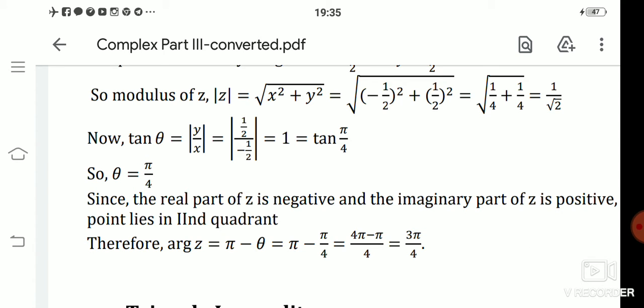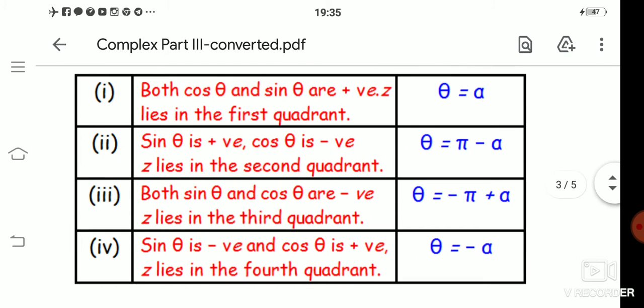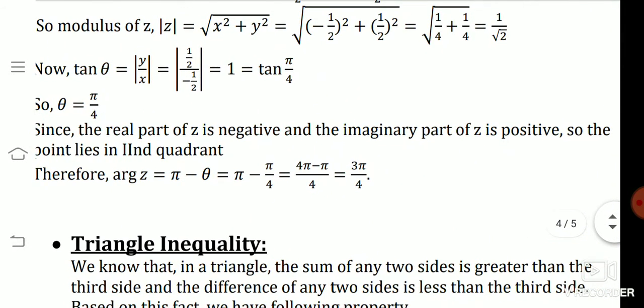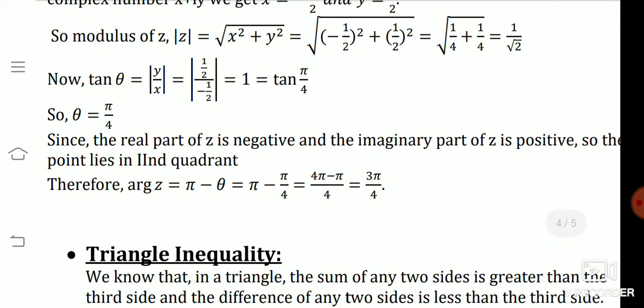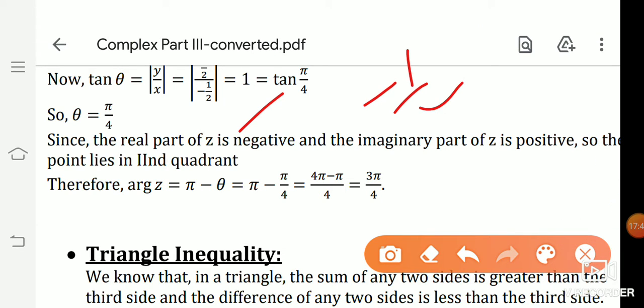Now I have to check the sign of x and y, as I discussed in the previous table. So now I have to check the sign of my real part as well as my imaginary part, and after that I will apply this formula. So here you can see, since the real part of the z is negative, x is minus half, and the imaginary part of z is positive, plus half. So the point lies in the second quadrant.